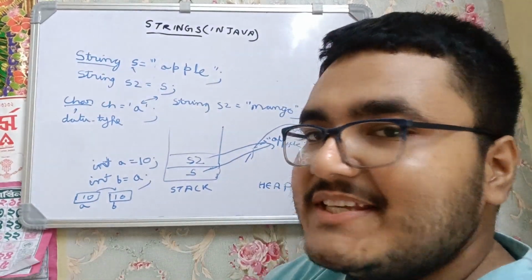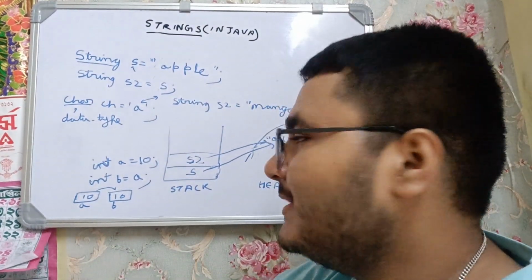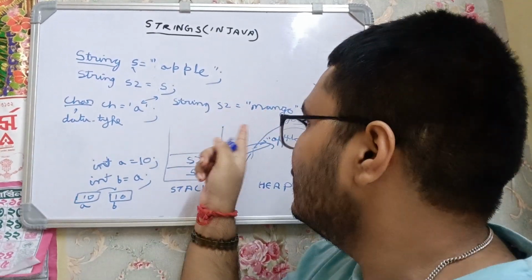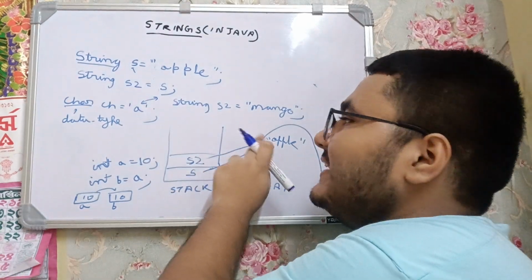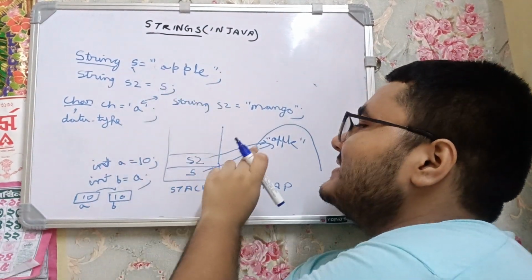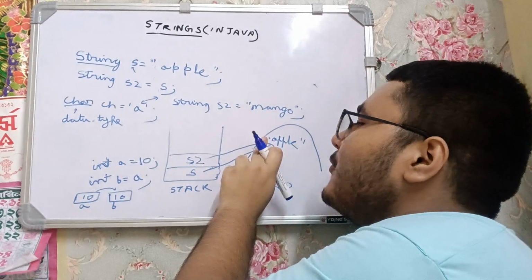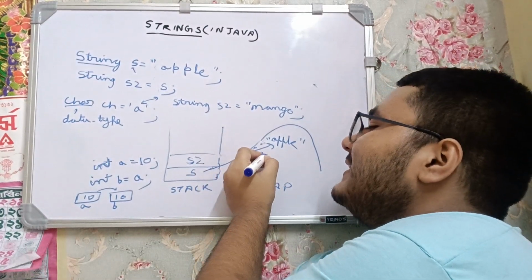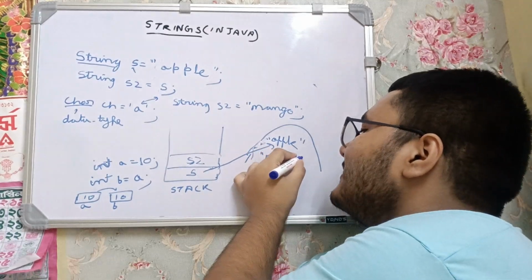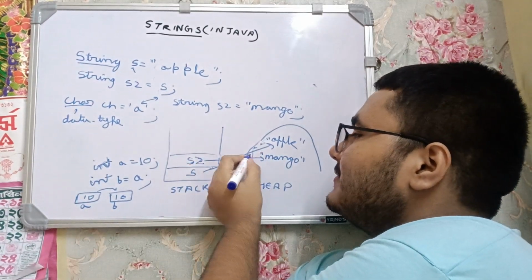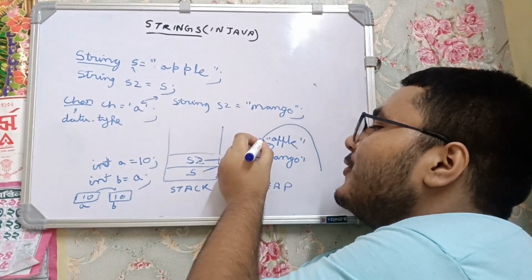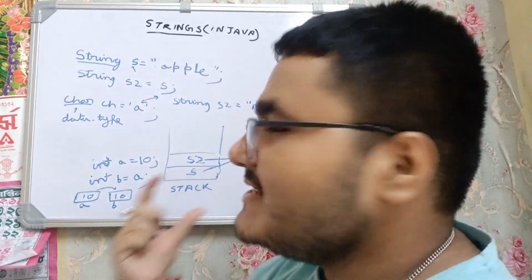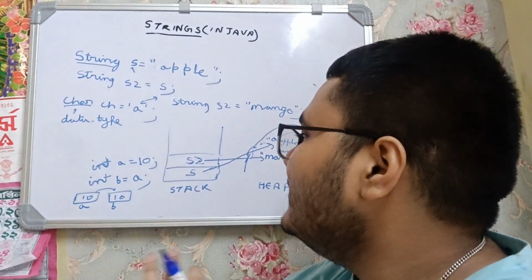Now what happens, as strings are immutable, even after I am changing the value at S2, it will not affect S. Fine, it will not affect S. Rather, what will happen is this pointer from S2 will be gone and a new literal, mango, will be created here, and S2 will be pointing to that, and S, as it is, points to apple. Fine, yes or no? So this is how it will actually work.